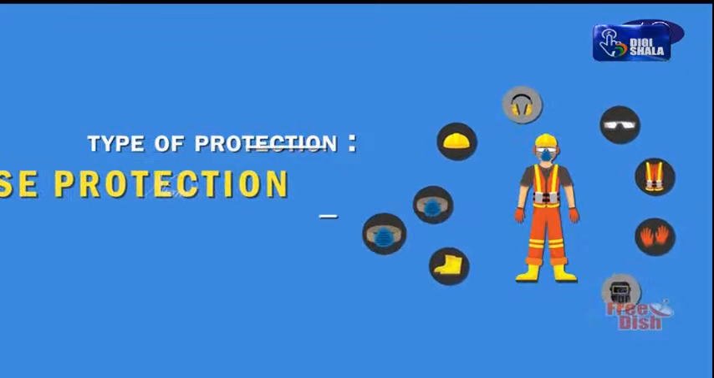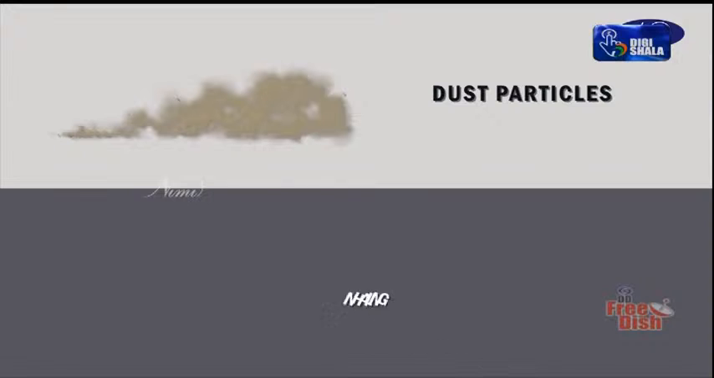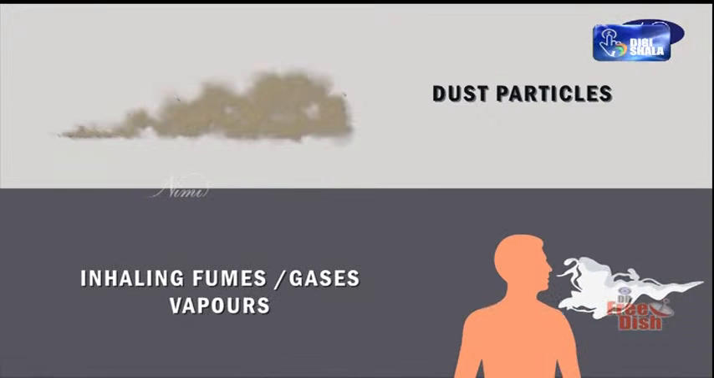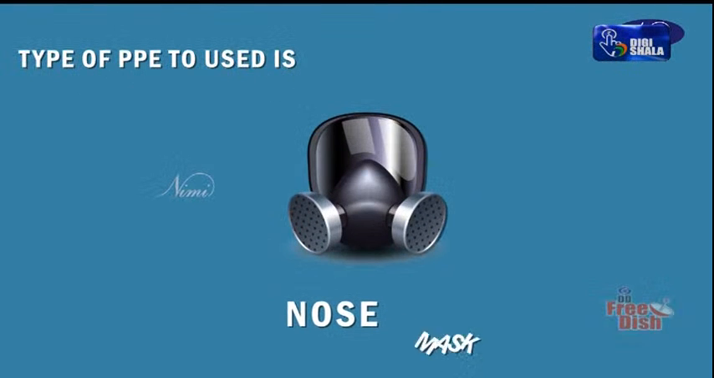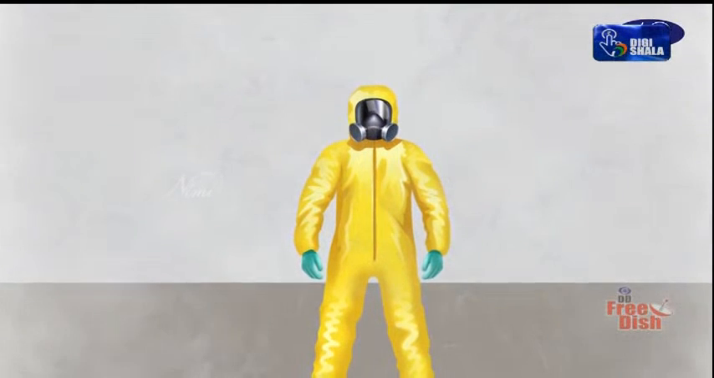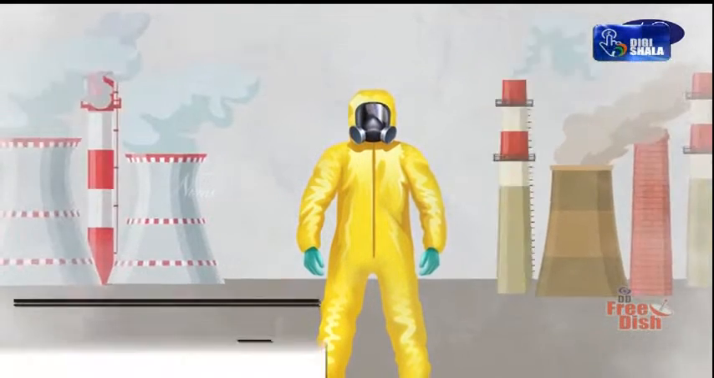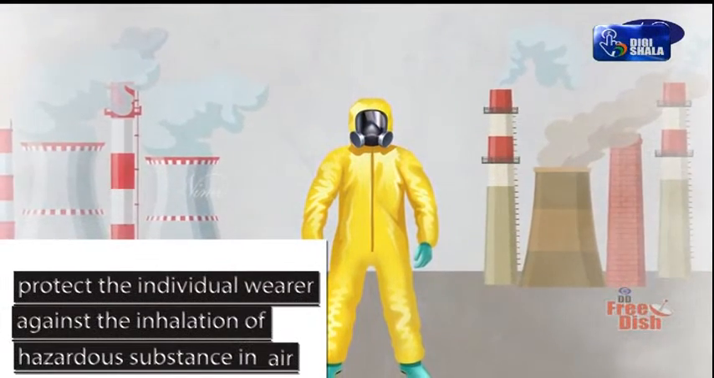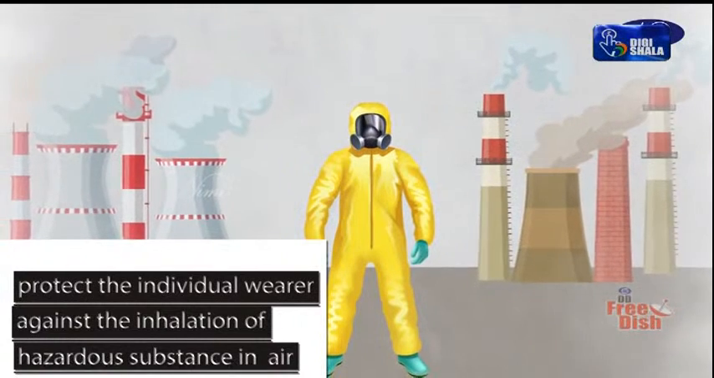Next protection is nose protection. The hazards are due to dust particles or inhaling fumes, gases, vapors. The type of PPE to be used is nose mask. Respiratory protection equipment is used to protect the individual wearer against the inhalation of hazardous substances in the workplace air.